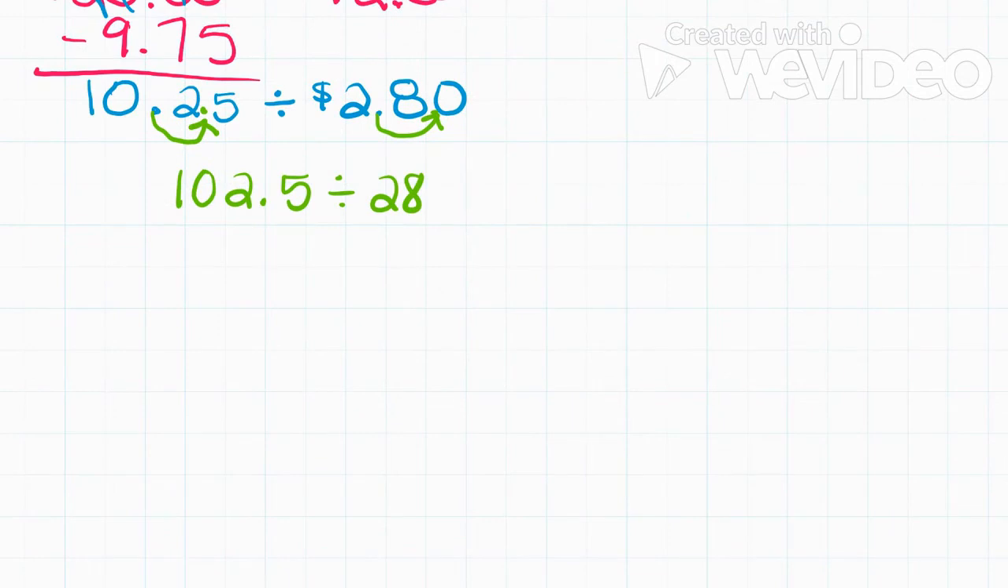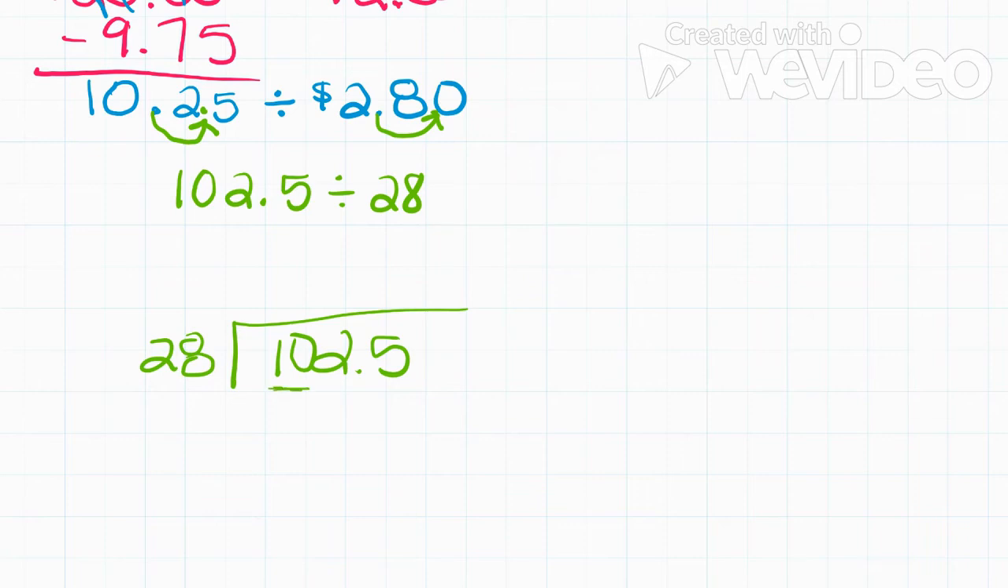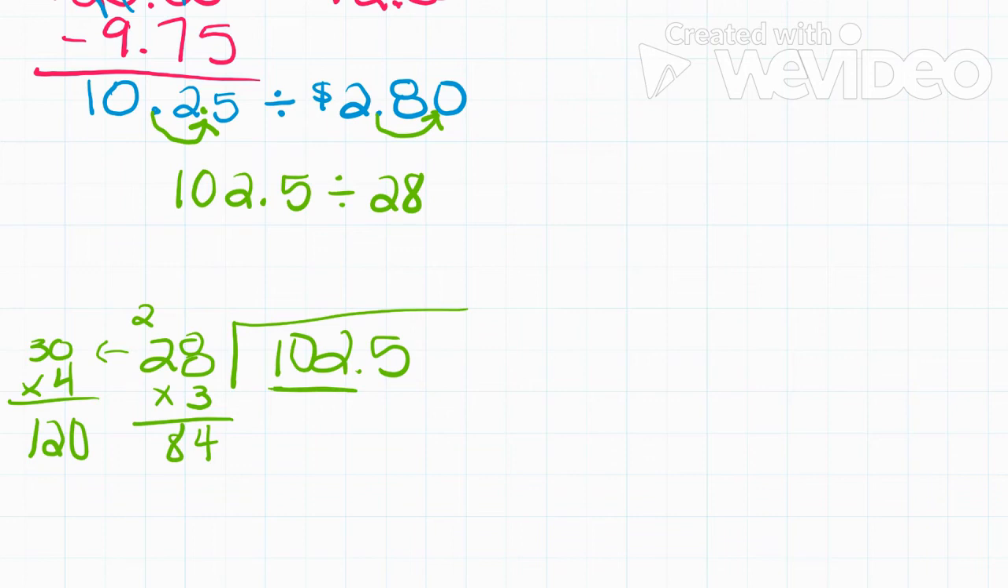So let's do the math. 28 can't go into 1, it can't go into 10, but it can go into 102. Let's round. So the closest number would be 30, and I know that 30 times 4 is going to be 120. So let's try 28 times 3. Let's see if we get close. 6 plus 2 is 8, 84. So I'm going to say 3 and subtract 84.